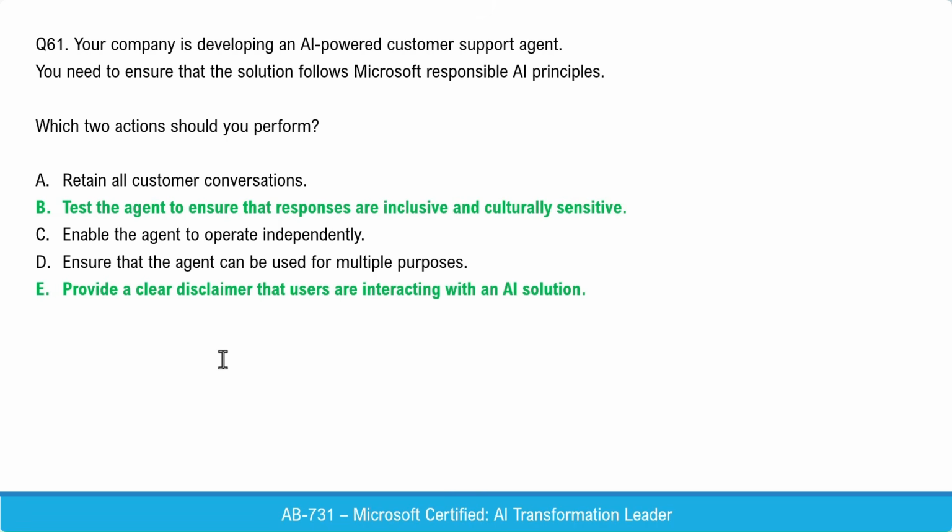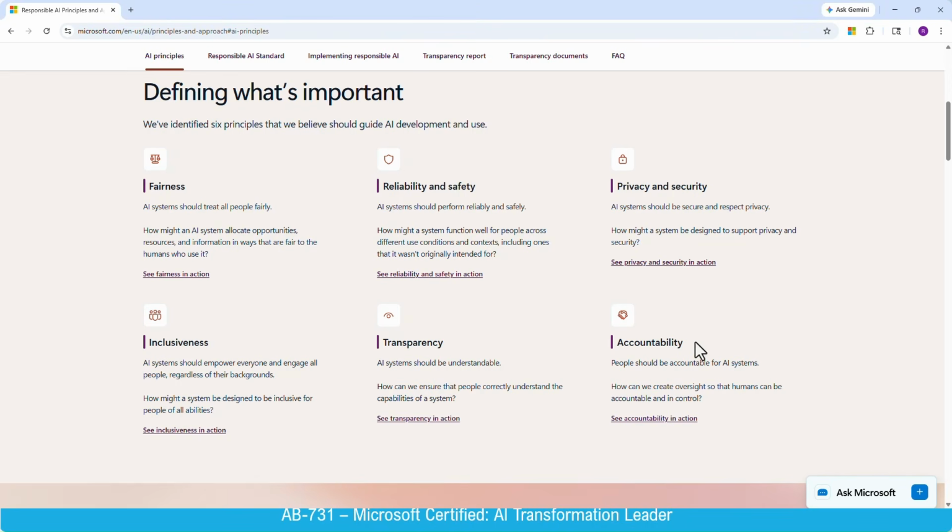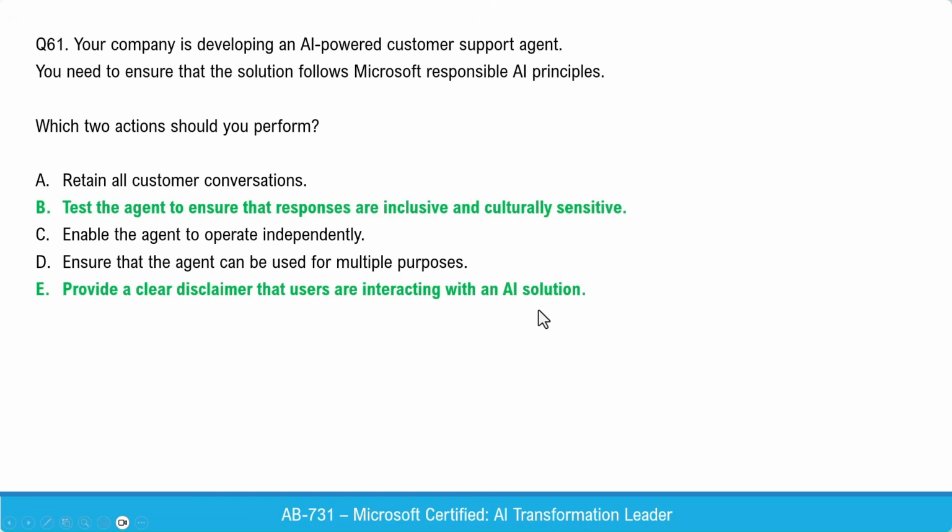Now let's take a look at other options. Option A suggests retaining all customer conversations. Well, this can violate privacy principles if not properly governed. Option C suggests making the agent fully independent, but responsible AI requires human oversight and accountability. So this option violates that principle. And option D focuses on making the agent multi-purpose, which is not related to responsible AI. So the only correct answers are option B and option E.